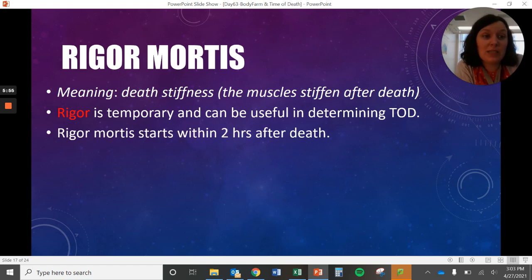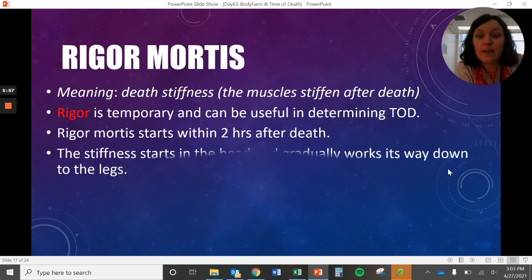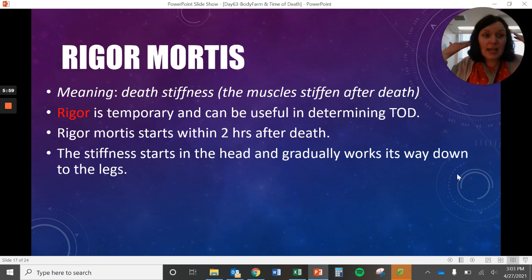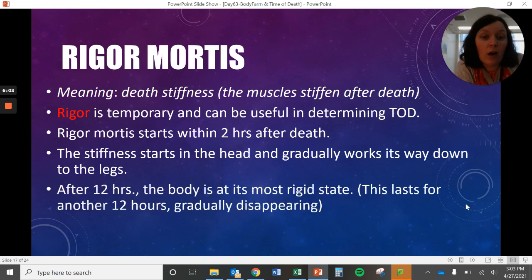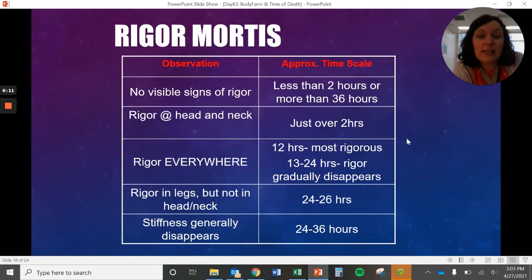So rigor mortis starts within 2 hours after death. And that stiffness starts at the head and gradually works its way down to the legs. After 12 hours, it's at the most rigid state, and it's going to stay that way for another 12 hours and then gradually disappear. This is our timeline and information about rigor mortis. So if there's no rigor, that means the body is either less than 2 hours or more than 36 hours.